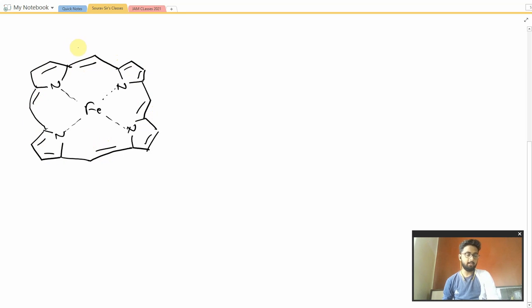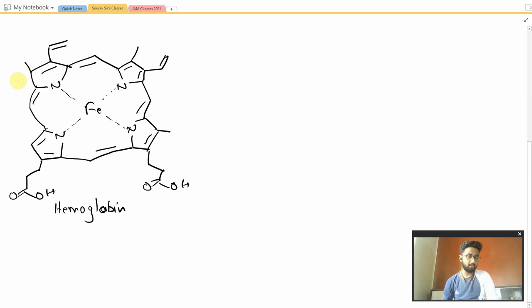Now, I'm just drawing the structure for hemoglobin. These are the heme derivatives. Hemoglobin has a heme derivative, so let me draw the exact derivative for you. Double bond OH, and here there is also one double bond OH. There is one methyl group, and here there is one double bond, and then one methyl group, then one double bond, and then one methyl group, and obviously here is one methyl group also. So this is the exact structure of hemoglobin.